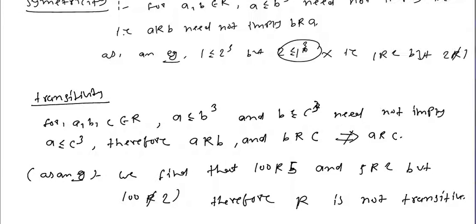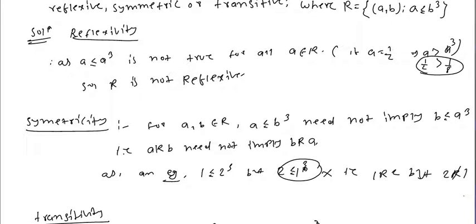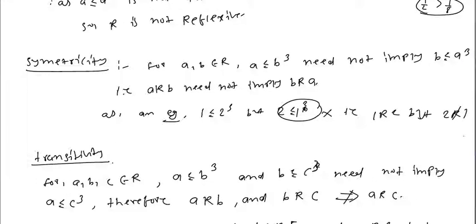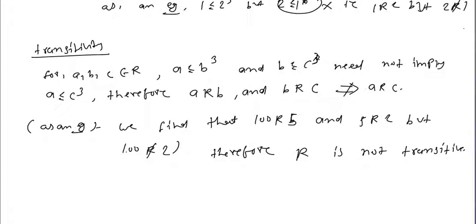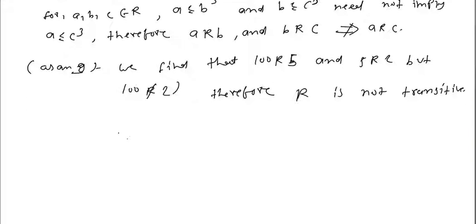That is, the given relation is not reflexive, not symmetric, and not transitive, because it does not fulfill the conditions for reflexivity, symmetry and transitivity. That is, R is not an equivalence relation. We can also say that.